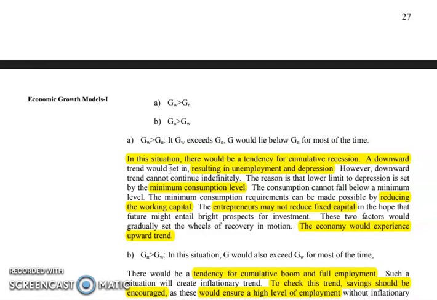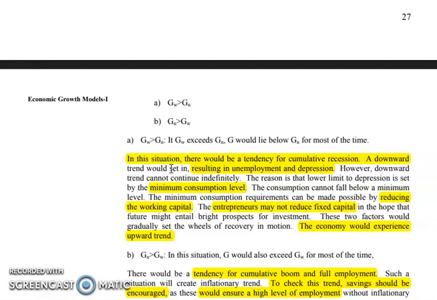The reason is that the lower limit to depression is set by the minimum consumption level. The entrepreneurs may not reduce the fixed capital in the hope that the future might entail bright prospects for investment. These two factors would gradually set the wheels of recovery in motion. The economy would experience an upward trend.